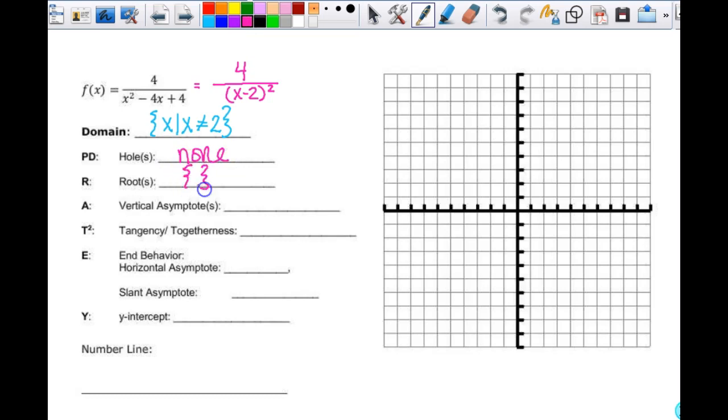The roots, it's an empty set. I do not put none. It is empty set. Vertical asymptotes, x equals 2. I do have one of these two. I have togetherness because I have the multiplicity in the denominator. So I have togetherness at x equals 2. Horizontal asymptote would be y equals 0 because it is bottom heavy, which means I do not have a slant asymptote. And then my y-intercept is going to be 0, 1.